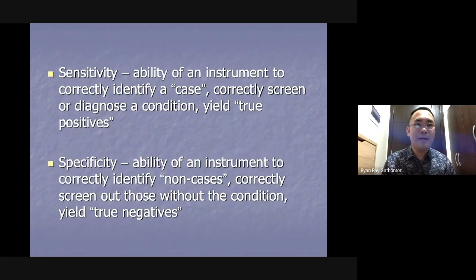Another concept in ensuring rigor in our studies is to determine the sensitivity and specificity of our instrument. When we say sensitivity, this is the ability of our instrument to identify a true case, a true positive. While specificity is the ability to discriminate non-cases, or correctly screen out those without the condition, or which yields true negatives.